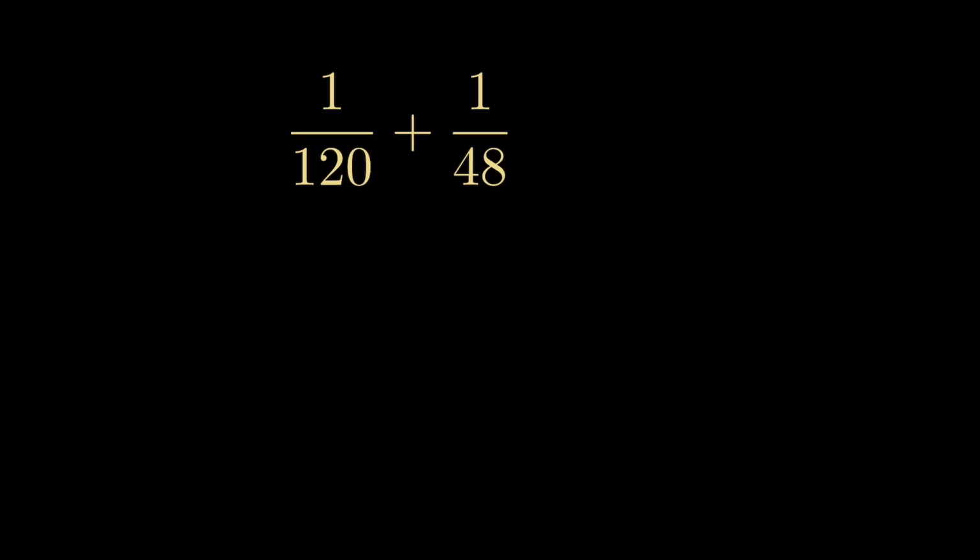1 upon 120 plus 1 upon 48. How do we add these fractions? So there are different methods that you can use to add the fractions. Whenever in the numerator there is 1, there is one simple method that you can use.